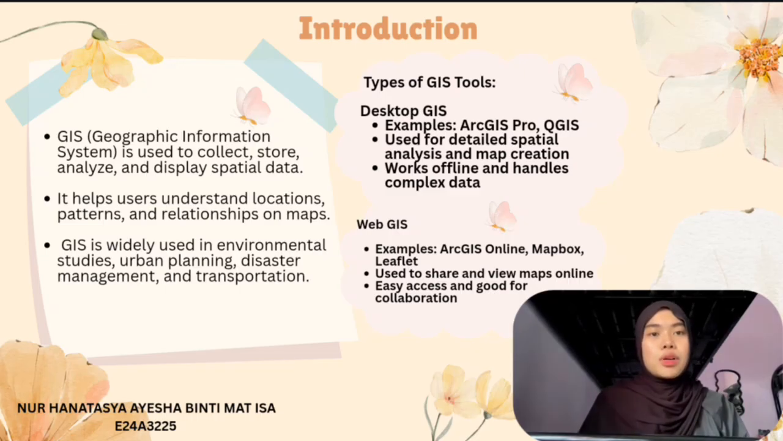There are two main types of GIS tools, which are desktop GIS and web GIS. Desktop GIS, such as ArcGIS Pro and QGIS, is used for detailed spatial analysis and map creation. It works offline and is suitable for handling complex data.